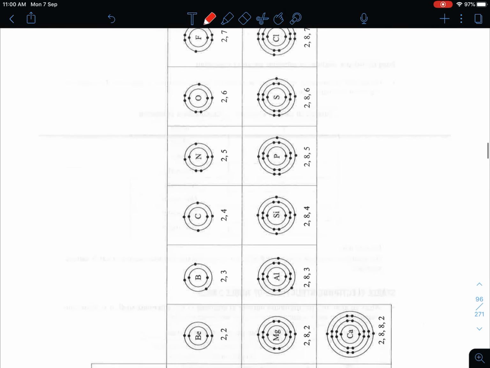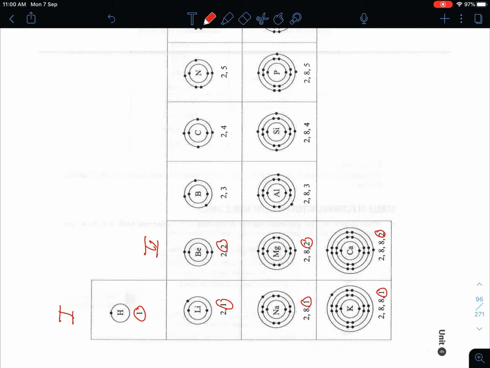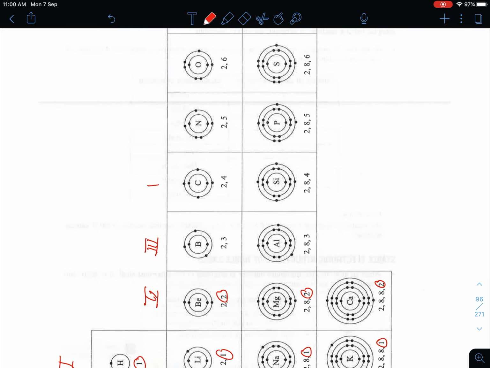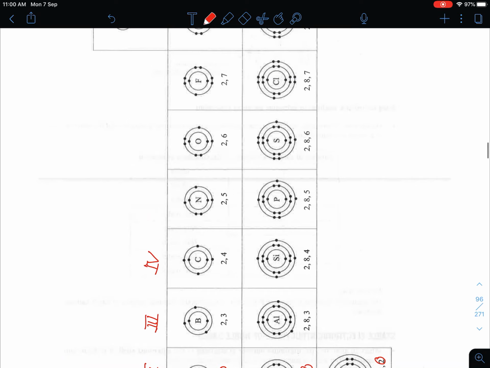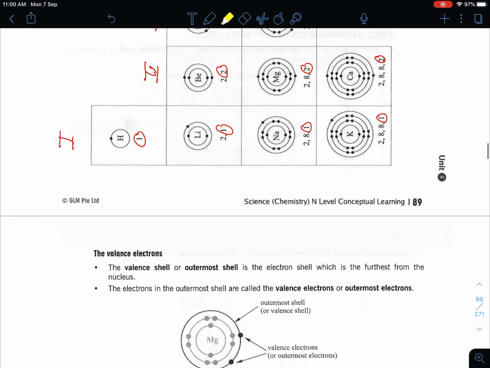Okay, so over here, these are the different structures. You can actually draw it out. You will only be tested for the first 20. Do take note that if you see 1 valence electron, this will be group 1, and 2 will be group 2, and 3, 4, 5, 6, 7, and over here is group 0. The difference is, helium is the only one that has 2 electrons in the outermost shell, but it's still complete.